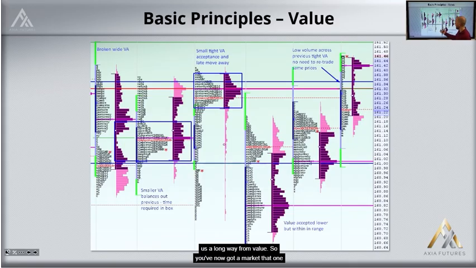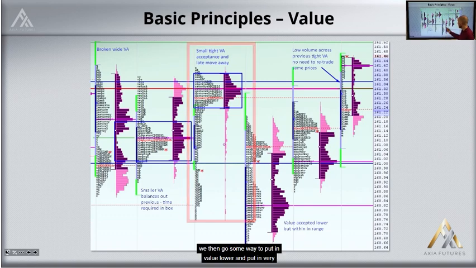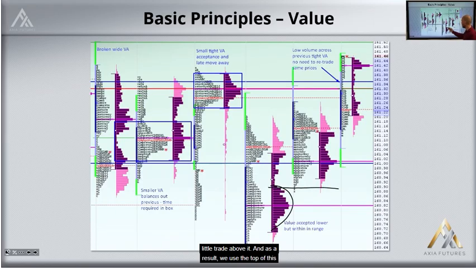So you've now got a market that, one, can gravitate back to value, and two, has clearly accepted value up here. This is giving you a bullish bias ultimately. We then go some way to put in value lower and put in very little trade above it. And as a result, we use the top of this area, start to build some value filling this low volume area out, which is what happens over here. And the market then moves slightly higher. Next up comes the approach of the tight value area.